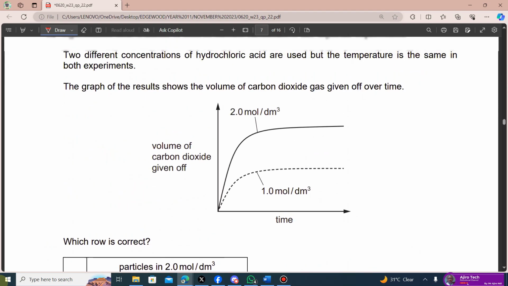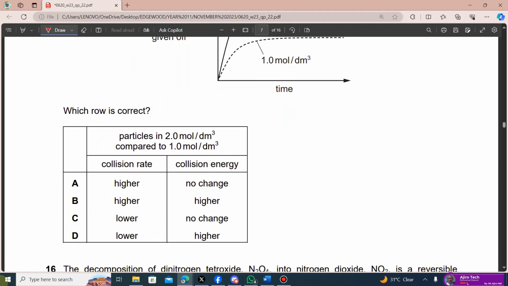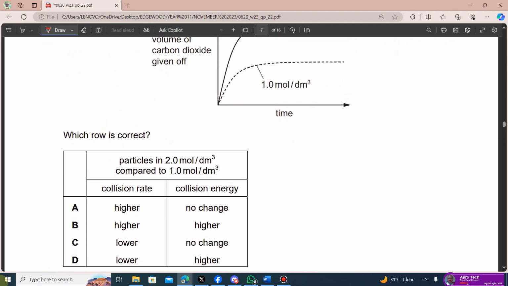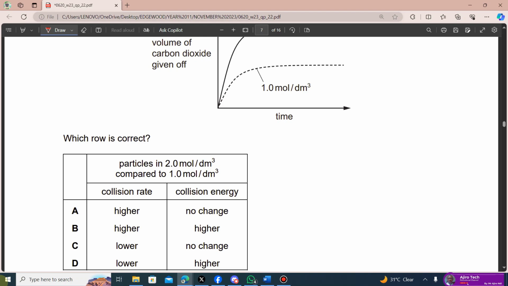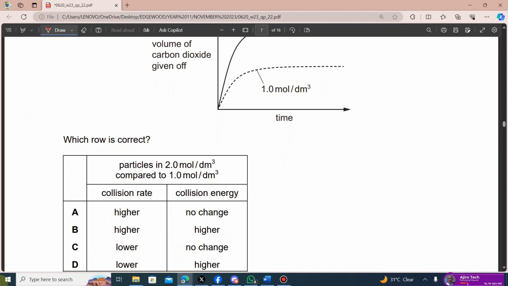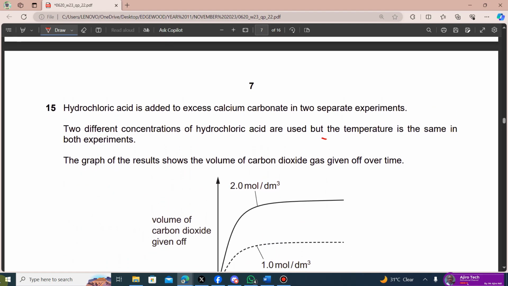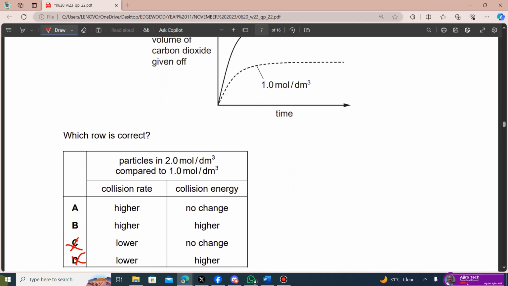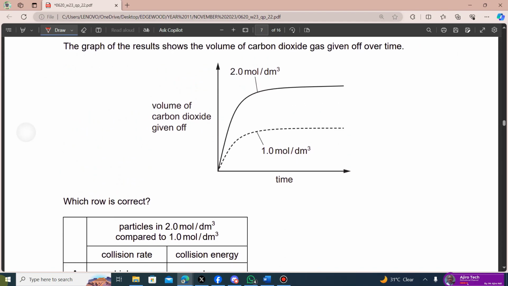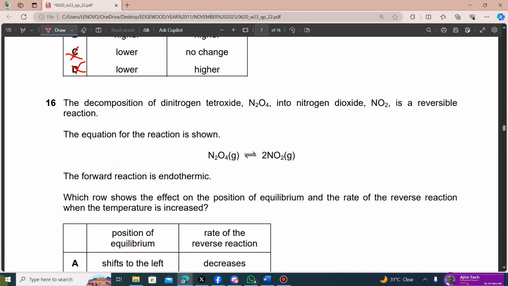So from what we have here in this question, you look at the collision rate in the first one, particles in 2 mole per dm cube compared to 1 mole per dm cube. The particles in 2 mole per dm cube, of course, should have a higher collision rate because there are more particles per unit volume to collide. So option C and D are off already. Then the collision energy, should it change? It says the temperature is the same in both experiments. So for the temperature to be the same, it simply means that the collision energy does not change. So your answer is simply A. Okay, so we go to question 16.